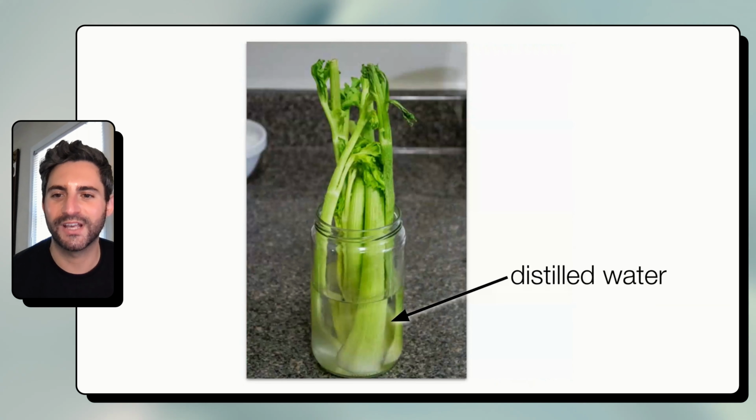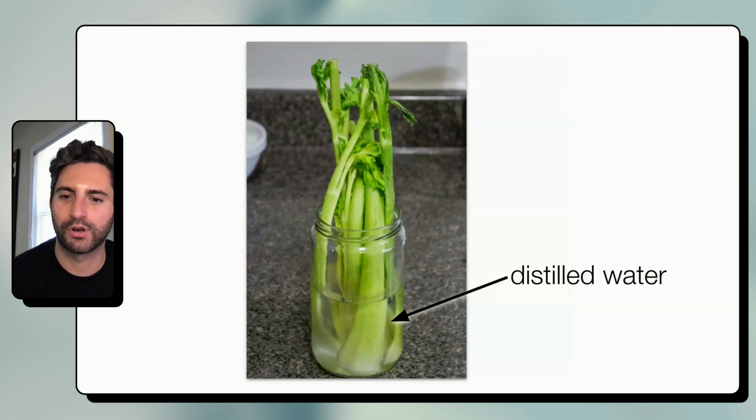If you want crunchy celery, try putting it into distilled water. Can you think of why that would make it more crunchy?